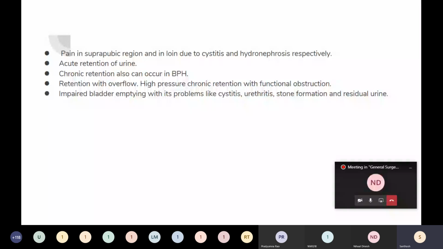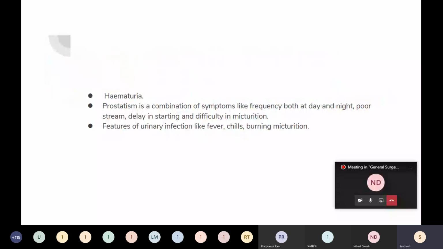Acute retention of urine, chronic retention of urine also can occur in BPH. Retention with overflow, high pressure chronic retention with functional obstruction can happen. Impaired bladder emptying with its problems like cystitis, urethritis, stone formation and residual urine. Hematuria, as I told you before, is not necessary for you.